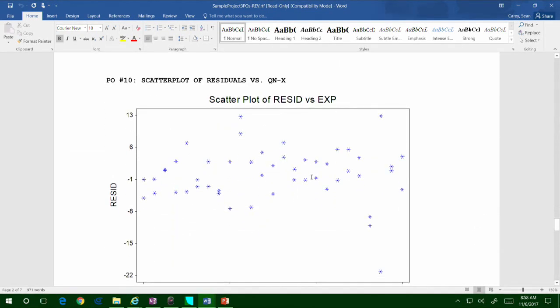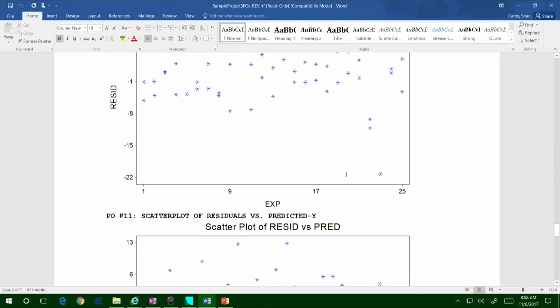Printout number 10 is scatter plotted residuals versus your quantitative x. Remember, this is the one that checks for the curvature. I shouldn't see any kind of a curve here because I tested for it correctly. Or even an x outlier, and there's no x outliers here.